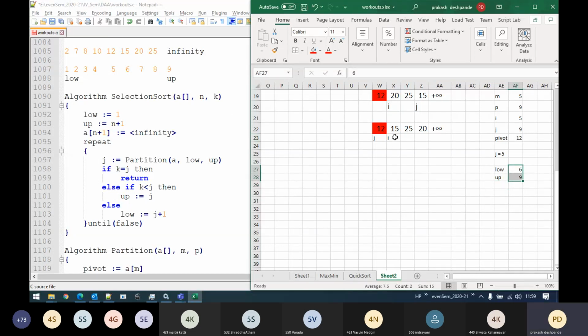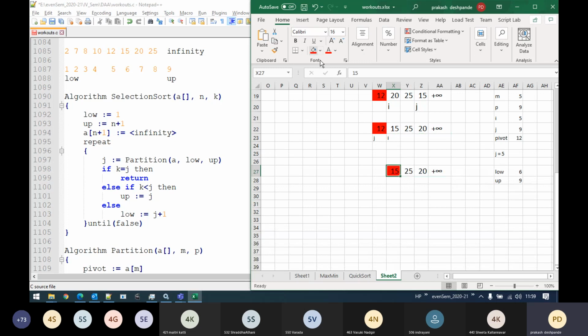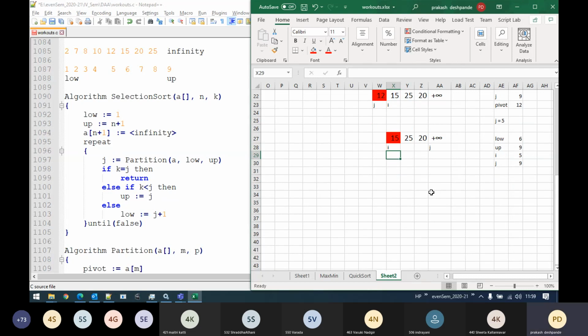When the selection sort is called again, we will focus only on these elements, wherein the pivot is the first element. I is 5, J is 9. So I is here, J is here. Again, we need to increment and decrement accordingly. Are you following, students? Yes, sir.